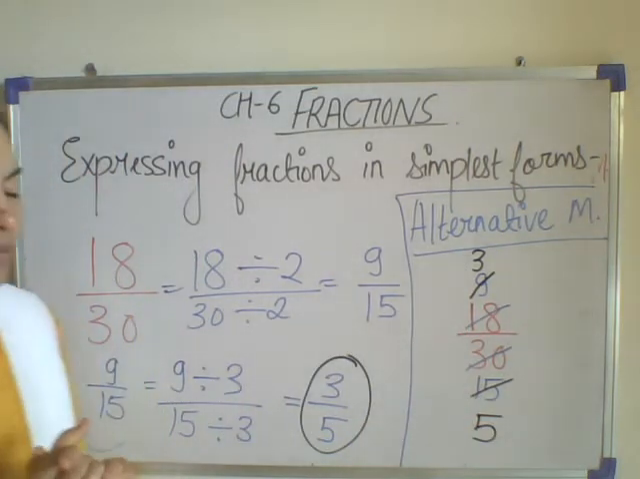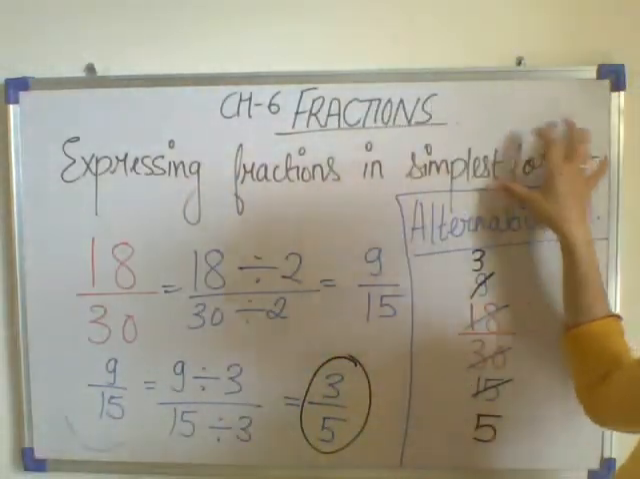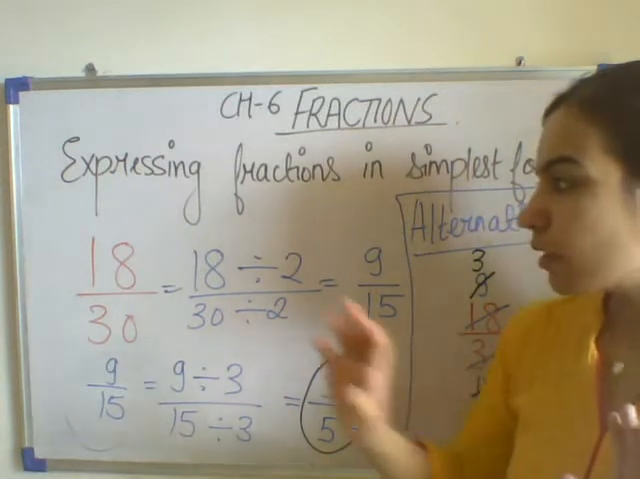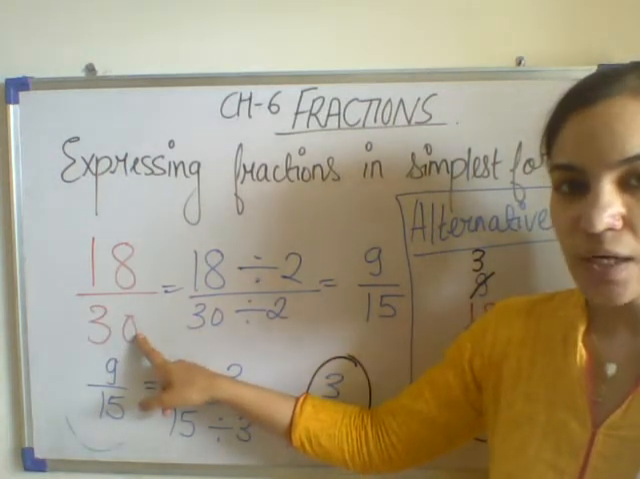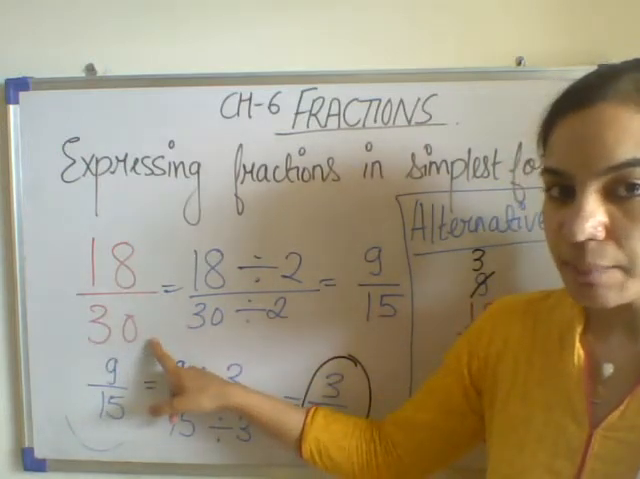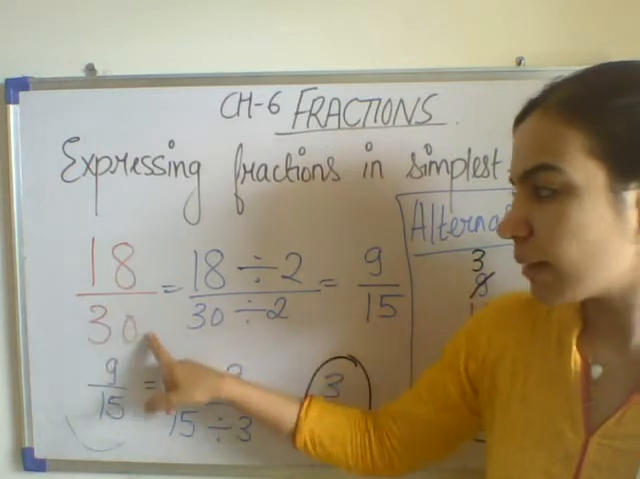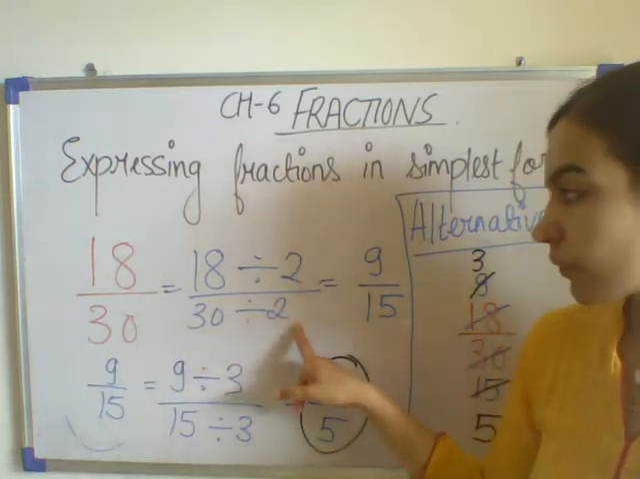So again, I am explaining how to express a fraction in the simplest form. Simplest form means both numbers should have only 1 as their common factor. Then we can say that this fraction is in the simplest form. Now look at 18 by 30. It has 2 as a common factor.